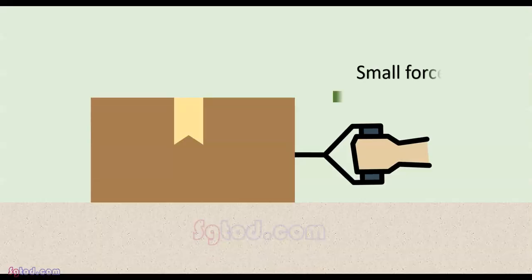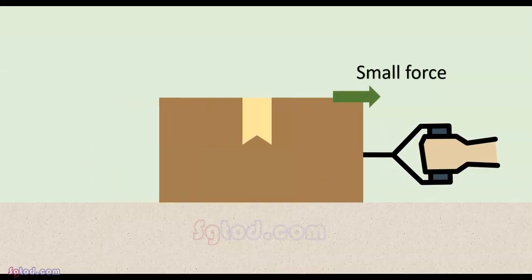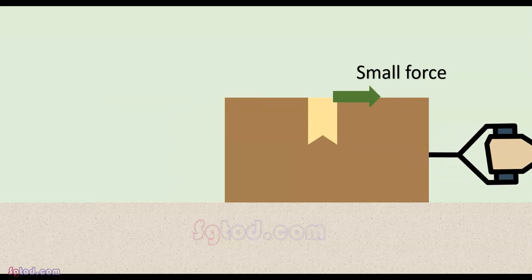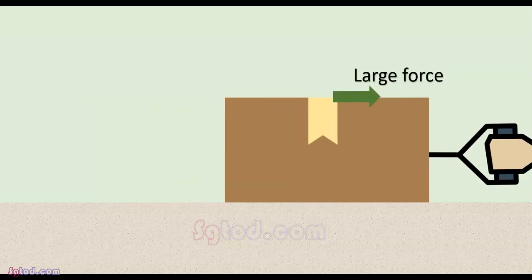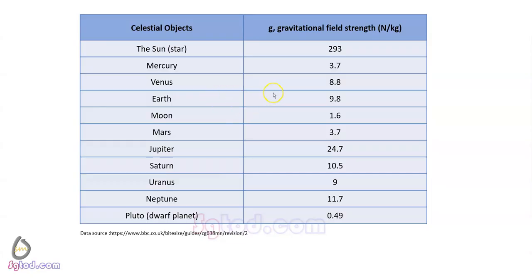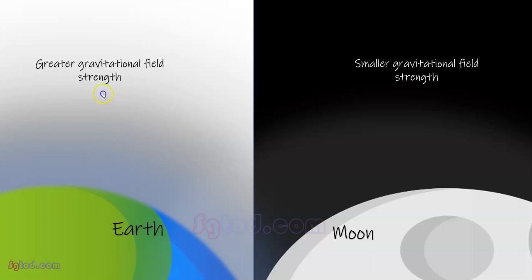If you pull an object with a small force, it will move slowly towards you. However, if you pull with a much greater force, you'll find the object accelerating towards you. With this concept, if Earth's gravitational field strength is 6 times that of the Moon, you'll know that objects on Earth will fall much faster than on the Moon.